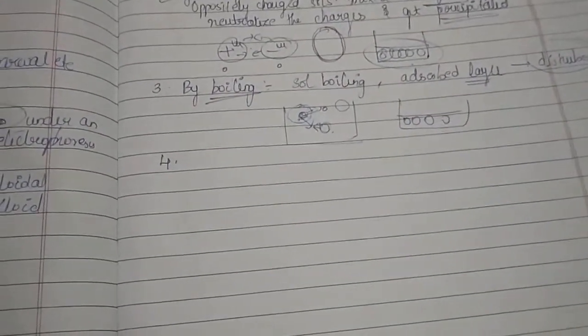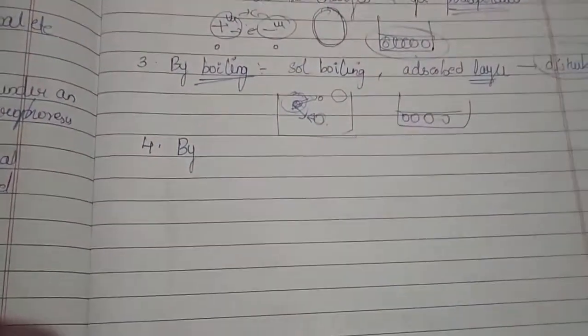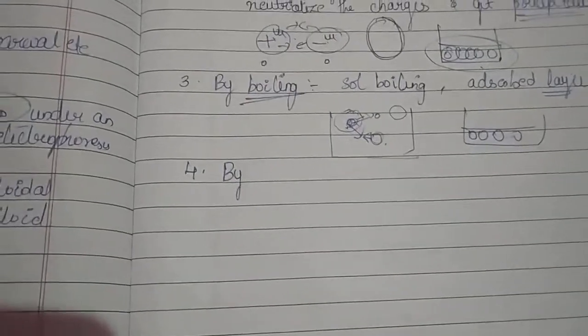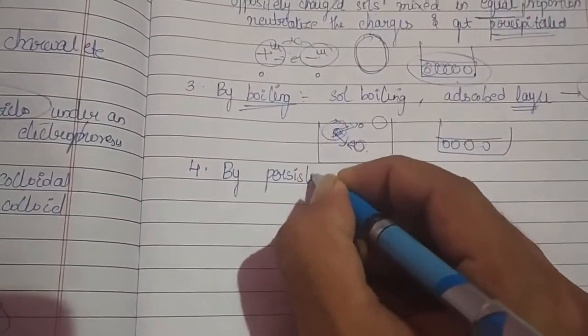But the most important thing, another method we are going to see, and also we have seen it in our purification of the colloid. But here we are going to see that by utilizing that purification technique, how can we coagulate? Which is called persistent dialysis.